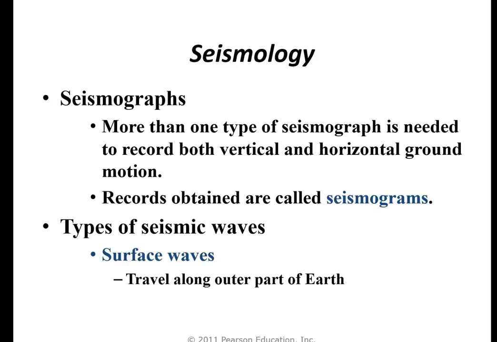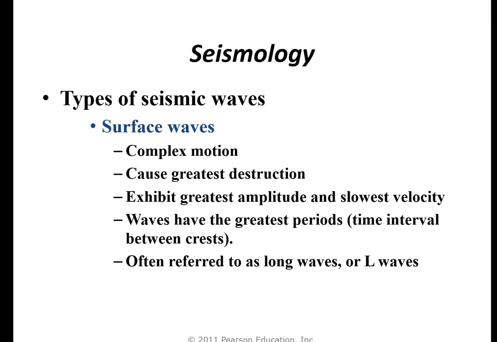So now let's talk about the different types of seismic waves we can have in an earthquake. First, there are surface waves, and these travel along the outer part of the earth. Surface waves have complex motion, cause the greatest destruction. They're also called shaking waves, or S waves. They exhibit greatest amplitude and the slowest velocity. Waves have the greatest periods, the time interval between crests of waves, and are often referred to as long waves, or L waves.